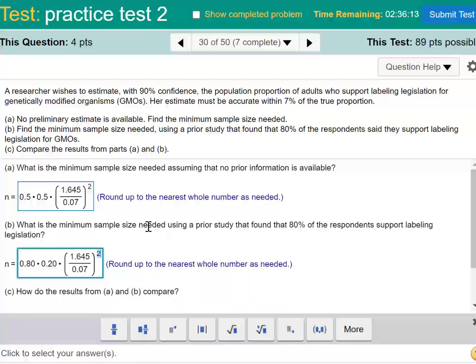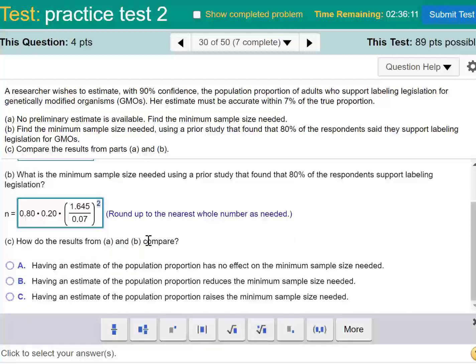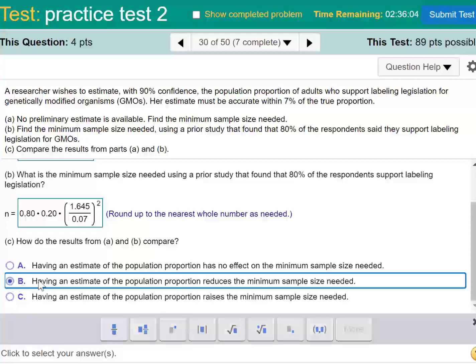Always when you have a preliminary estimate, you have a smaller sample size. So having an estimate of the population proportion reduces the minimum sample size needed.